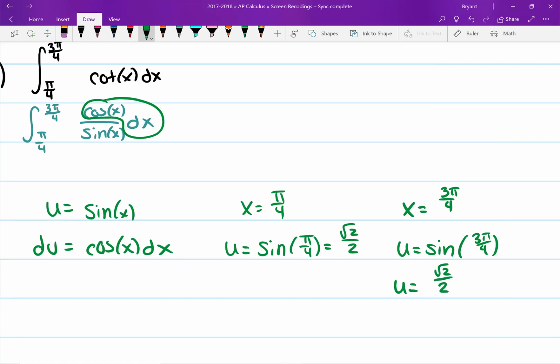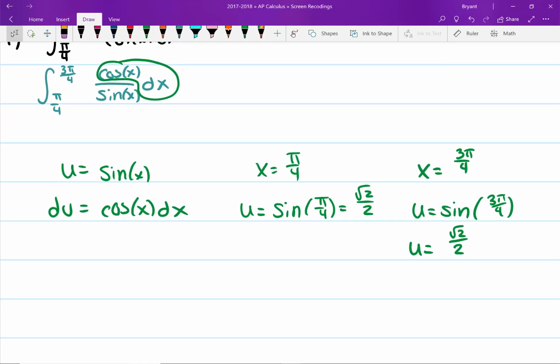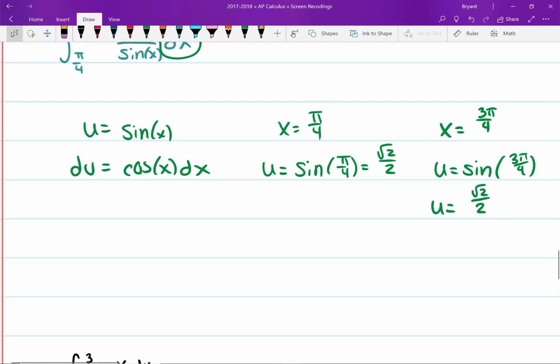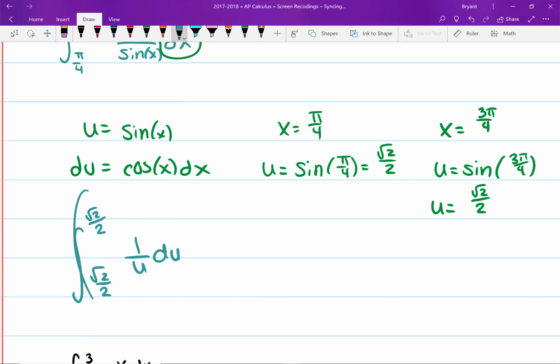At this point, we can effectively stop the problem because we know our limits are going to be the same. But I'm going to write out the integral just because. So this is going to be the integral from root 2 over 2 to root 2 over 2 of 1 over u du. Again, noticing that these are the same, I can just put 0.